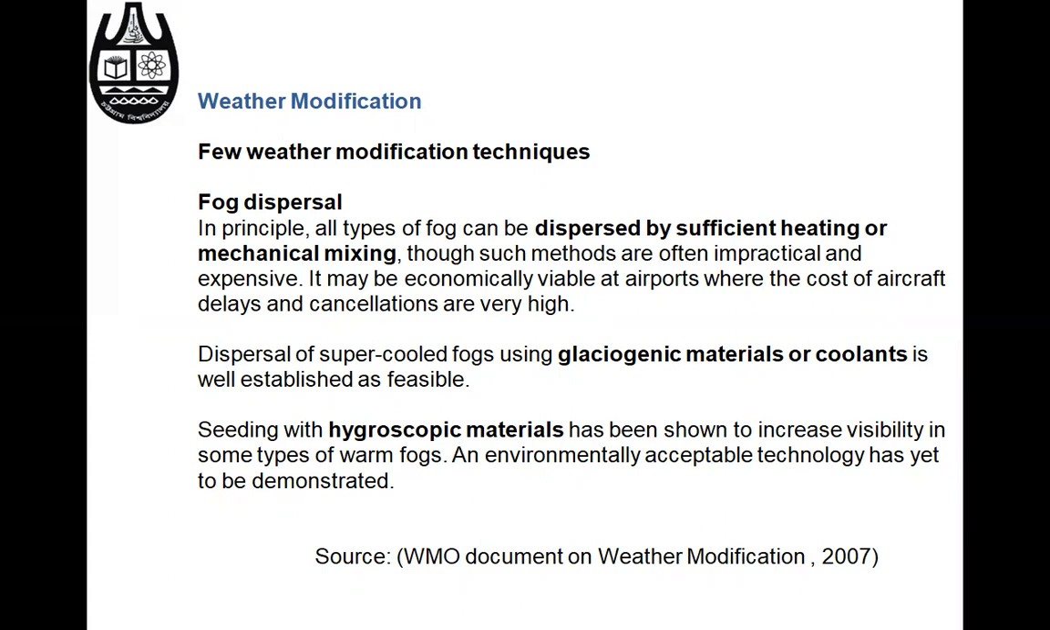So what we can do is disperse supercooled fogs using some glaciogenic materials or coolants. That means we use materials that make the fog more condensed, which means cooler, and when they are cooler they become heavier and fall to the ground. On the other hand, you can go for seeding of hygroscopic materials. Hygroscopic means they attract water content, and they act like nuclei, attracting the warm fog, which then also falls to the ground with heavier weight. So this is fog dispersal, and it can easily be used at many airports.